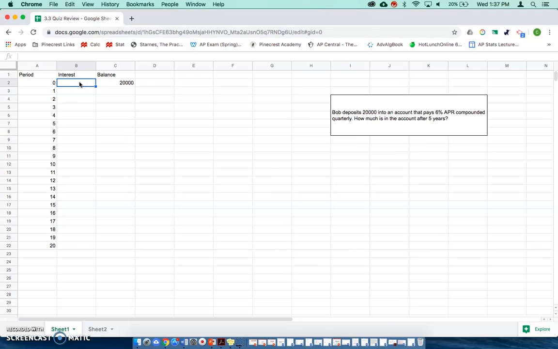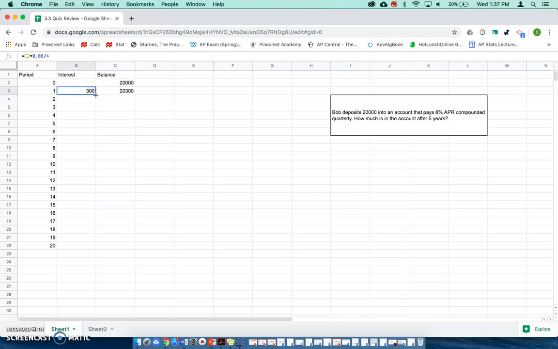And then I'm collecting interest after the first compounding period. So to get the interest, I'm going to do the previous balance times 6% divided by 4 because it's compounded quarterly. So I should make $300 of interest on the first compounding period. To get my new balance, I'm going to hit the previous balance plus the interest I just earned.